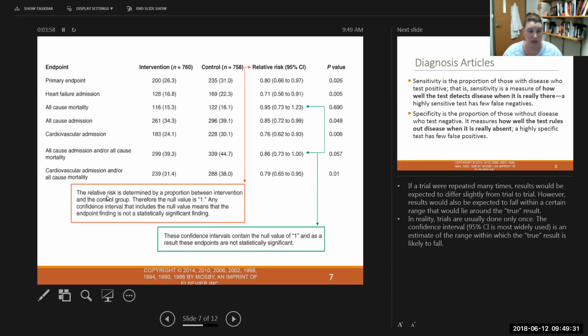And that's what this box is saying to us too: the relative risk is determined by a proportion between the intervention and the control group. Therefore, the null value is 1. Any confidence interval that includes the null value means that the endpoint is not a statistically significant finding.